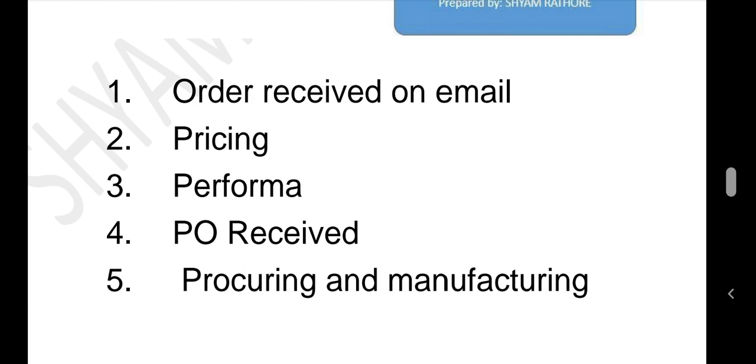Once we receive the purchase order, we need to prepare the commercial invoice. Along with that, we need to procure or manufacture the goods. If goods are already available there is no problem, but if the goods as per the order are not available, then we need to manufacture them and get the goods ready for export.